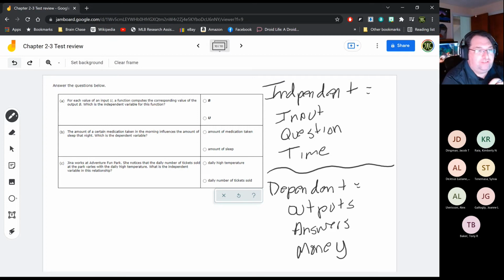So the first question was, for each value of the input u, a function corresponds to a value of the output b. It wants the independent variable. So since it wants independent, it wants the input. And this one tells me the input is u. The one that gives the input and output makes it really simple for you to do.